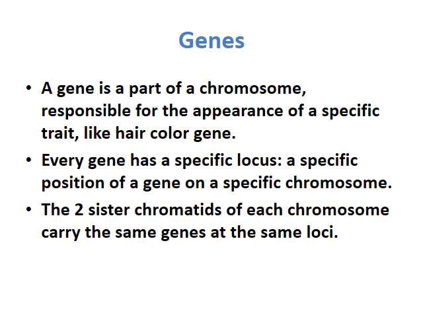What can we conclude here? What is a gene first? A gene is a part of a chromosome responsible for the appearance of a specific trait. Example: hair color gene, eye color gene, and many others. Every gene has a specific locus. What is the meaning of a locus? A specific position of a gene on a specific chromosome. The two sister chromatids of each chromosome carry the same genes and the same loci.